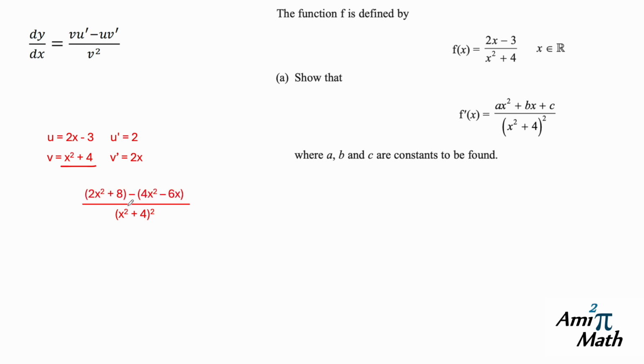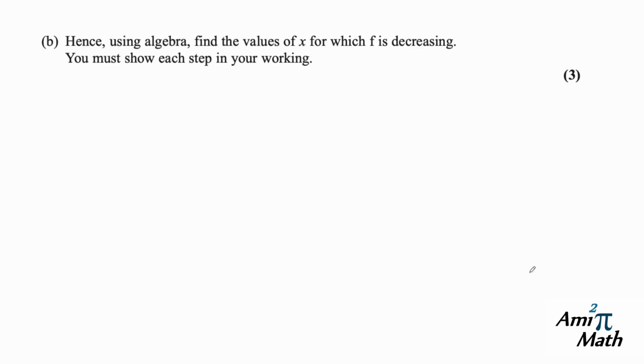Then we can expand these out, and that gives us this. We can rearrange it a little bit more, which leaves us with minus 2x squared plus 6x plus 8 over x squared plus 4 squared. We can leave it in this form, as this is what the question asks us. Hence, using algebra, find the values of x for which f is decreasing. You must show each step in your working.